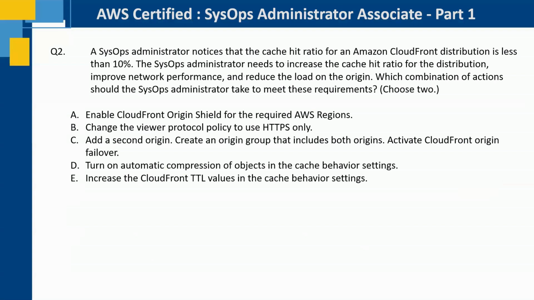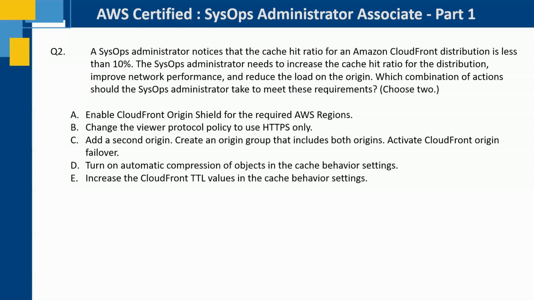Next question. A SysOps administrator notices that the cache hit ratio for an Amazon CloudFront distribution is less than 10%. The SysOps administrator needs to increase the cache hit ratio for the distribution, improve network performance, and reduce the load on the origin. Which combination of actions should the SysOps administrator take to meet these requirements? You need to choose two options.